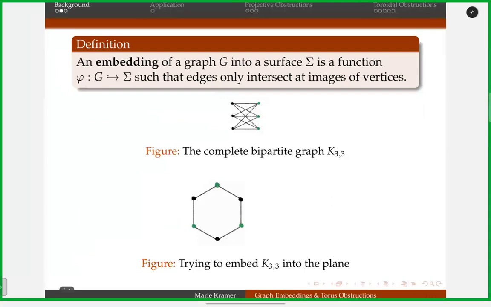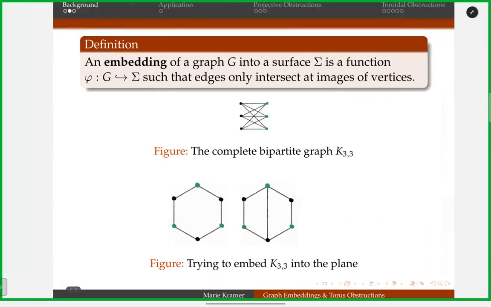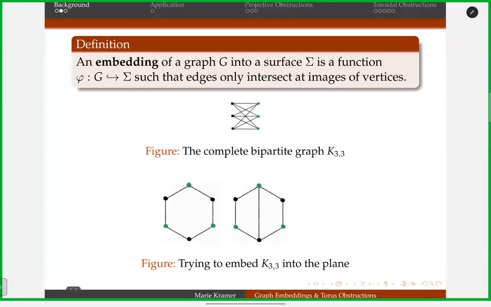One argument I really like is, well, let's just start drawing it. So we take some long cycle in K33, like the 6-cycle that has all the vertices, and we want to connect each vertex. These are green vertices and these are black vertices, and we need to connect each green to each black vertex. So let's just start doing that.